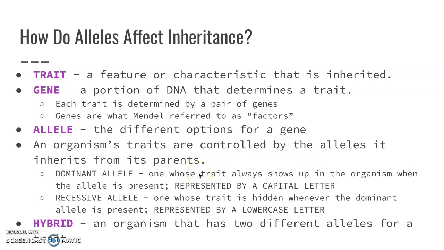So a dominant allele is always going to show up in the organism whenever it's present, no matter what the other gene from the other parent is. That dominant allele is going to be expressed. The recessive allele, on the other hand, is only going to show up if it's paired with another recessive allele. If a recessive allele is paired with a dominant allele, the dominant allele is going to overshadow the recessive allele. So in the case of the plants we just talked about, the dominant allele was obviously tall, the recessive allele was short. All right, and a hybrid is an organism that has two different alleles for a trait.